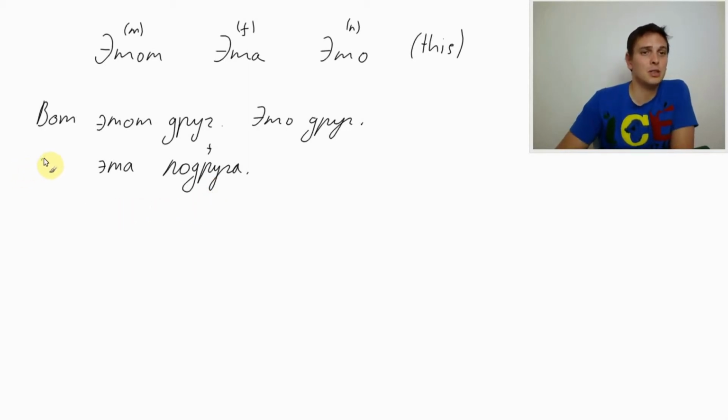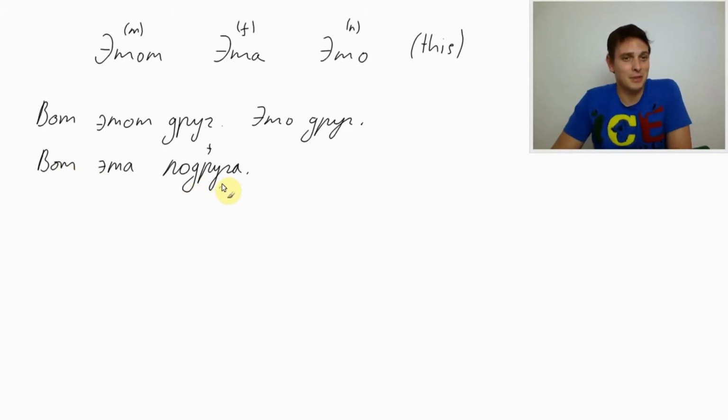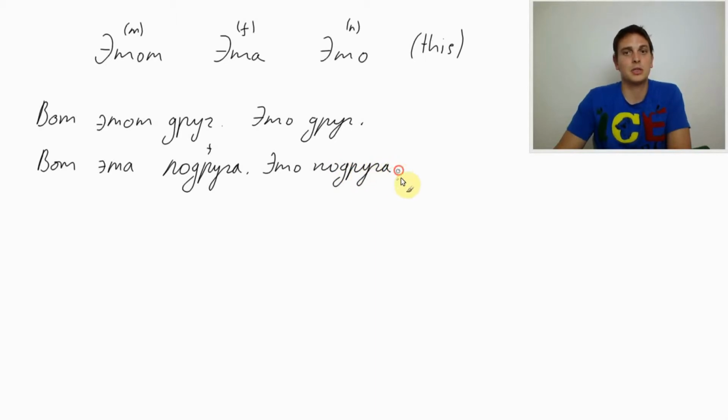And if we say вот эта подруга, we would say here is this female friend. Вот эта подруга. And again, if we say это подруга, we are saying this is a friend, this is a female friend, any female friend. So basically a friend.